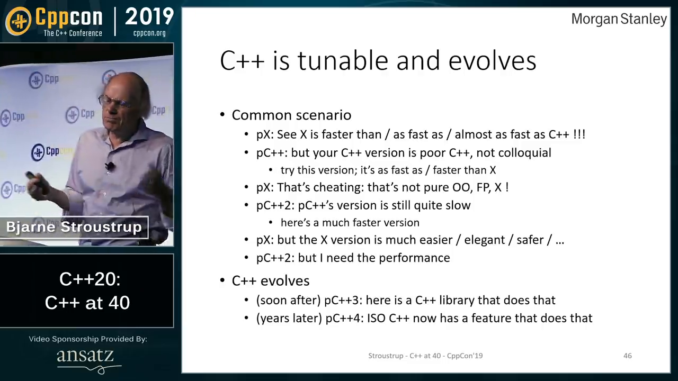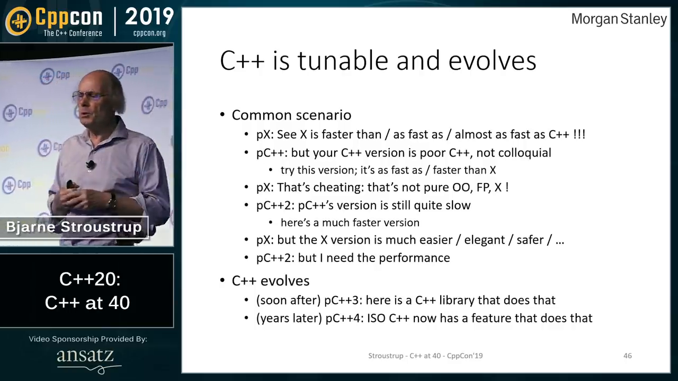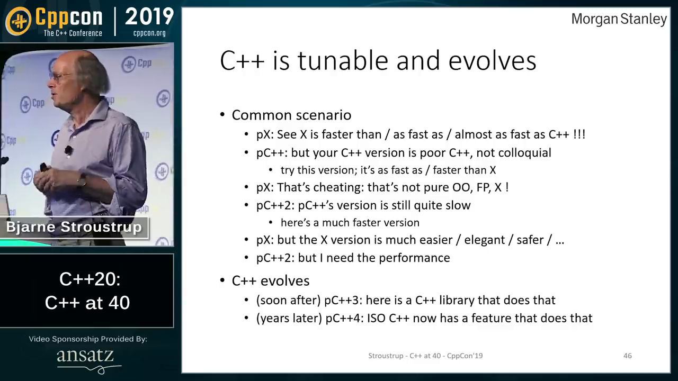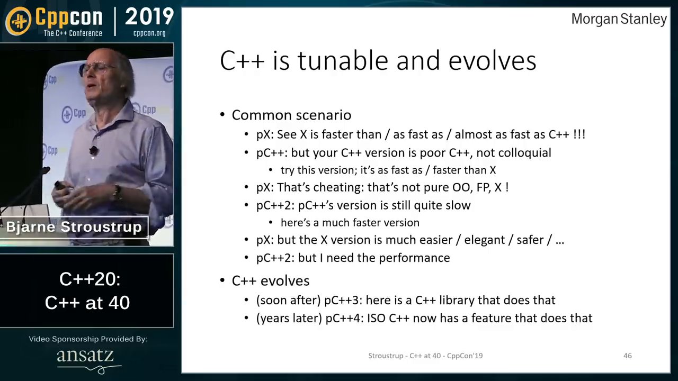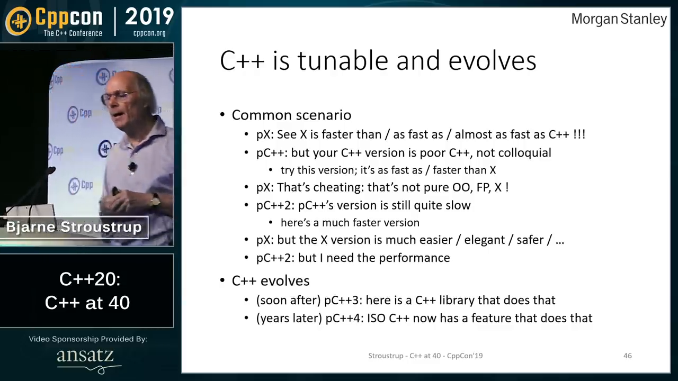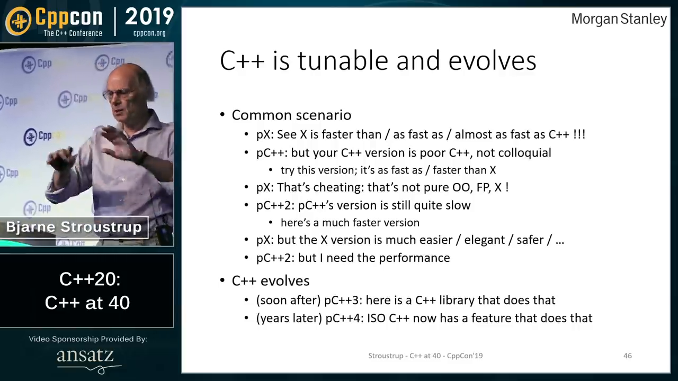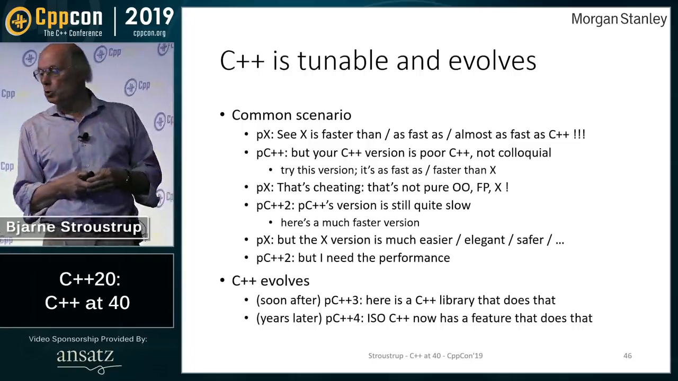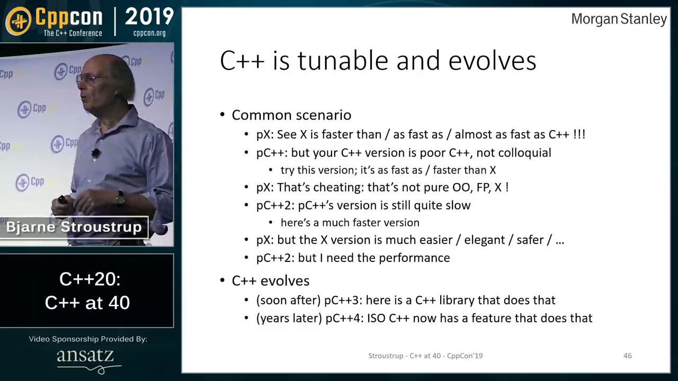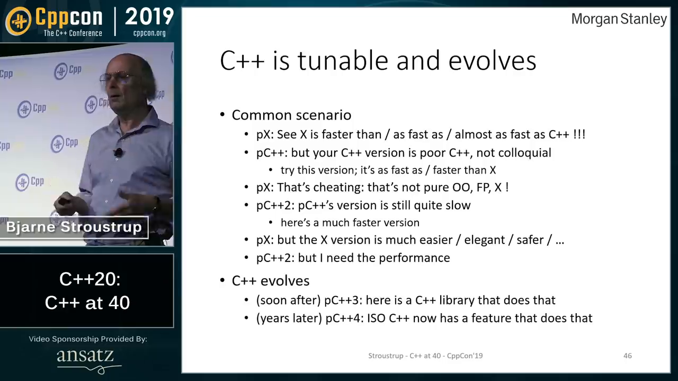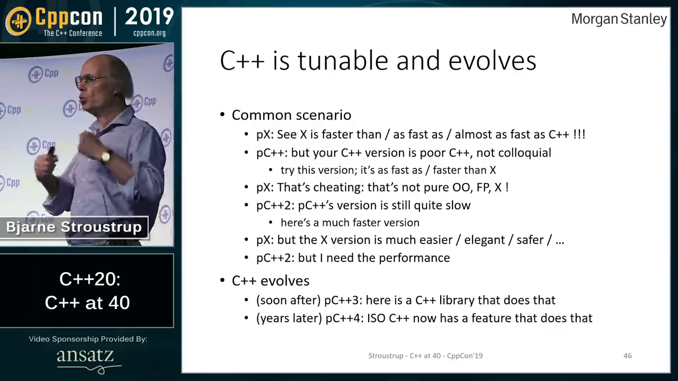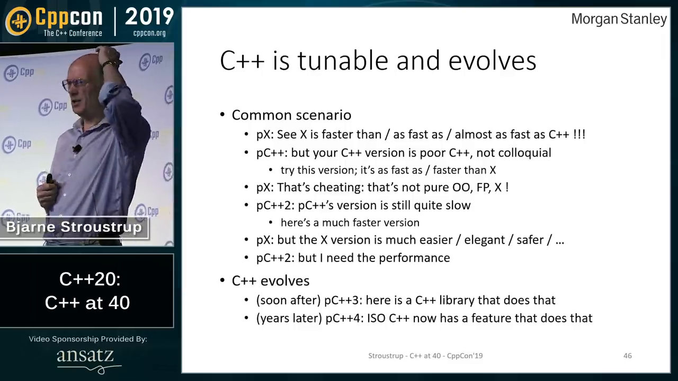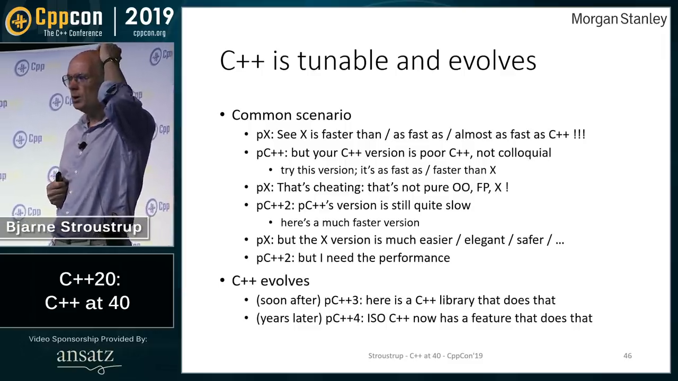Okay, the answer is, well, the proponent of C++ says, your C++ is very poor C++. It's not colloquial. No experienced C++ programmer would write it like that. Try this. It is as fast as or faster than what you just showed. And the proponent of X usually says, that's cheating. You have violated one of my fundamental assumptions about how you should write code. And the C++ programmer scratches his head and says, that's not one of my assumptions.